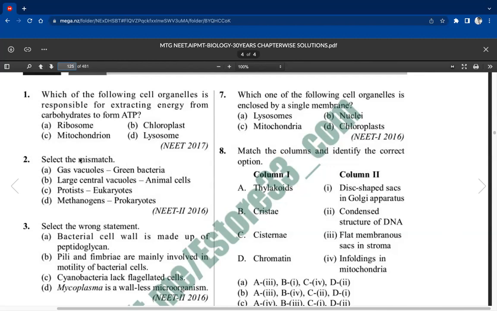Mitochondria. Exactly. Simply, ribosomes make proteins, chloroplasts do photosynthesis, lysosomes are the suicidal bags of the cell. Mitochondria is the powerhouse of the cell. Remember? By powerhouse, what do you mean? Yes. Good. Not a good start, but good that we are doing this.